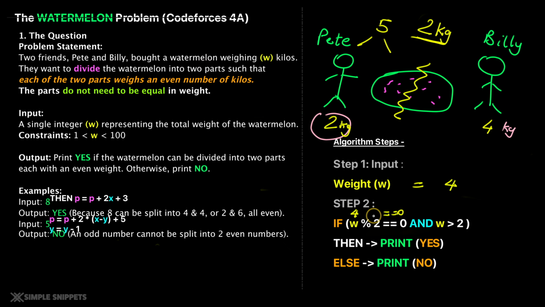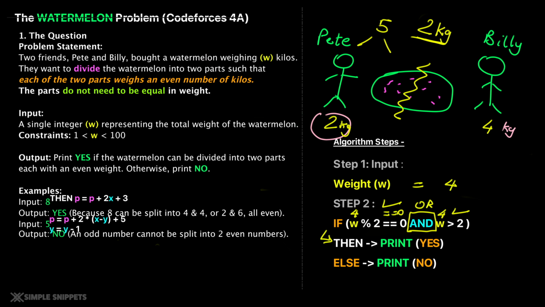The modulo operation on an even number, when you take mod 2, will always give you 0. So this is true. And is this weight, that is 4, greater than 2? Yes. So when both of these conditions are true and we have an AND operator in between, only then the if block will be executed. An AND operation is true only when all the conditions compounded in that operation are true. If you use OR, that would be a mistake, because even if one condition is true, OR will be true. That's why we're using AND, because we want both of these conditions to be satisfied. And since both of them are satisfied with this number 4, you print yes, right?